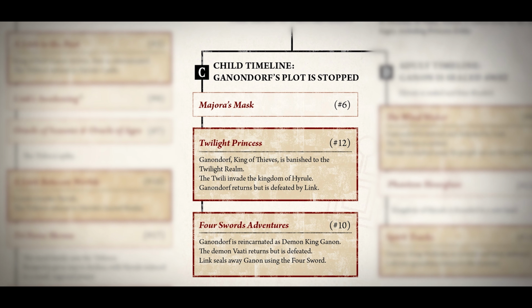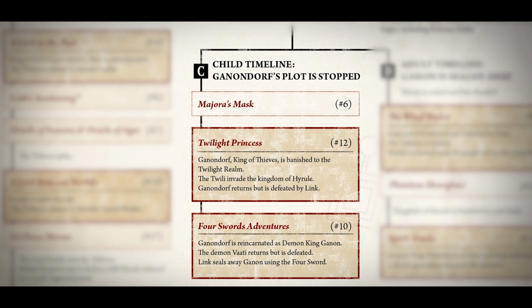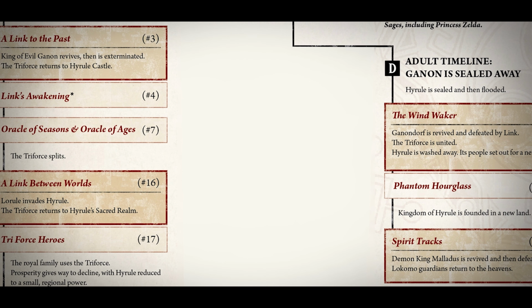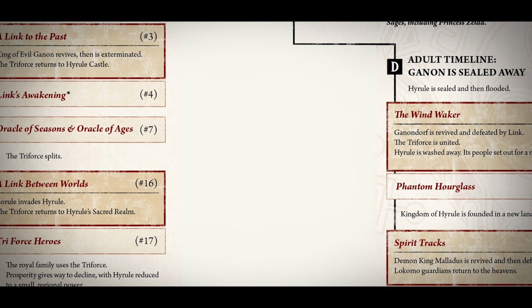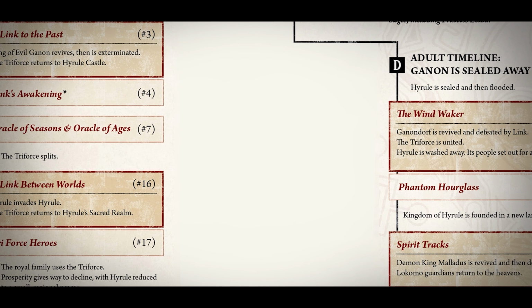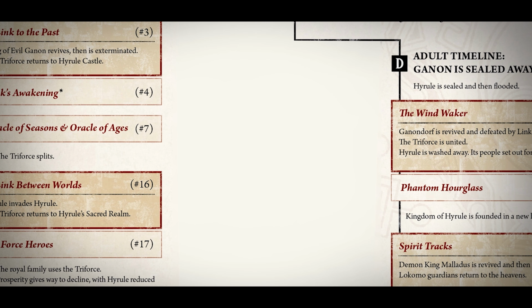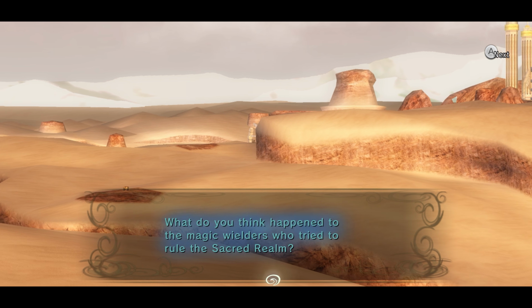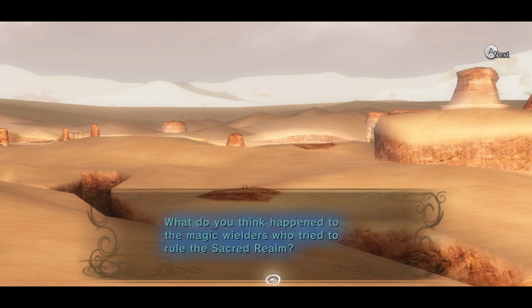Therefore, if Link had chosen to stay in the present, all games which occur in the child timeline, Majora's Mask, Twilight Princess, Four Swords Adventures, would have never happened because that timeline split was never created in the first place. This is, by far, the most significant change to the Zelda series if this what-if scenario really took place. But just because the events of these titles never happen, it doesn't necessarily mean that everything about them is irrelevant.